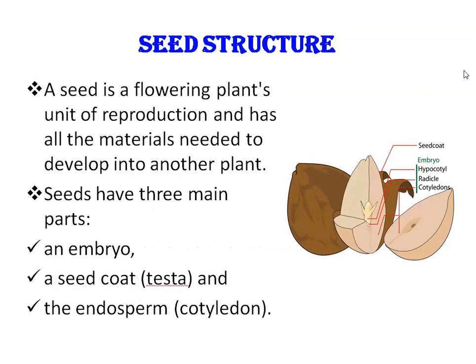Next is seed structure. A seed is a flowering plant's unit of reproduction and has all the materials needed to develop into another plant. So seeds have three main parts. Just look at this diagram. An embryo, this is embryo. Seed coat, this brown in color, seed coat or testa, and endosperm or cotyledon.